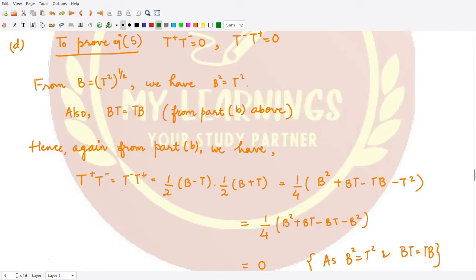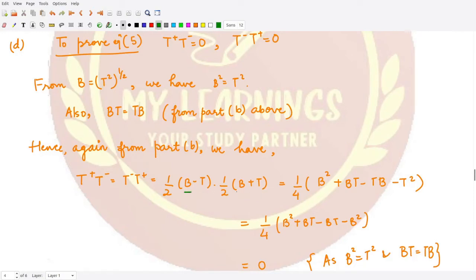We can apply the definition of T negative, that is half of B minus T, and the definition of T positive, that is half of B plus T. This is what we have done. Now 1 by 2 and 1 by 2 combine to give 1 by 4, and we can multiply the operators B minus T with B plus T. We have to do it term by term, and we cannot shuffle the order.